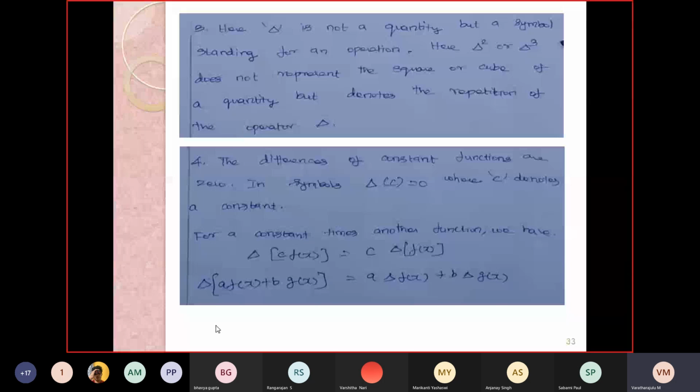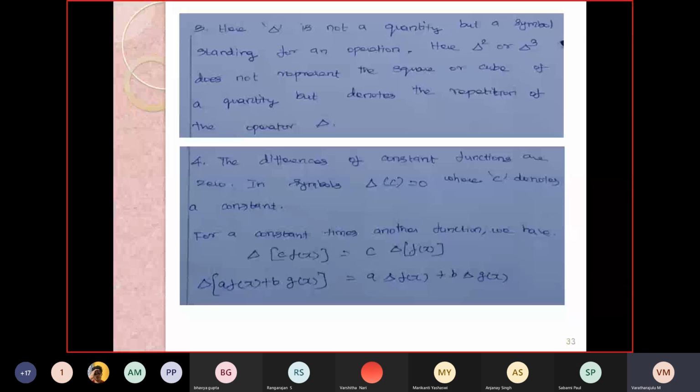When a and b are constants associated with f of x and g of x, delta into a into f of x plus b into g of x can be written as a into delta f of x plus b into delta g of x. And the delta of a constant is equal to 0.